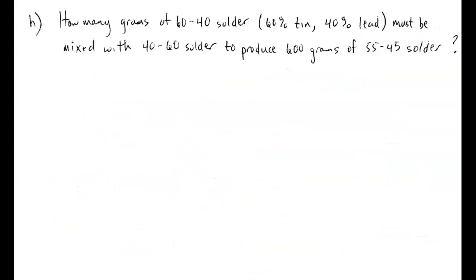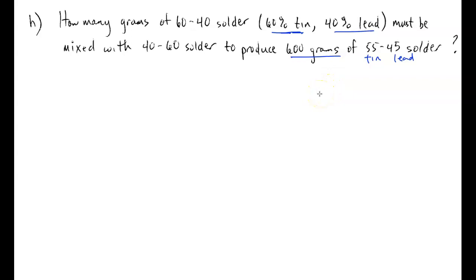So this next example that we have is an example of what we call a mixture problem. This problem says how many grams of 60-40 solder, meaning that 60% of that particular solder is made out of tin and the other 40% is lead, must be mixed with a 40-60 solder, meaning that we have 40% tin in this mix and 60% lead, so that we can get 600 grams of a mixture where we have 55% tin and 45% lead.